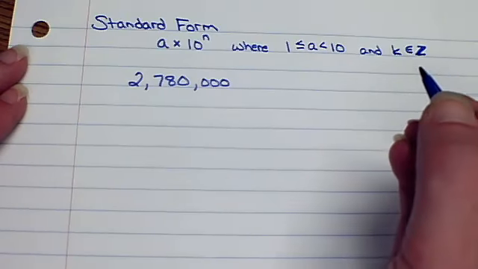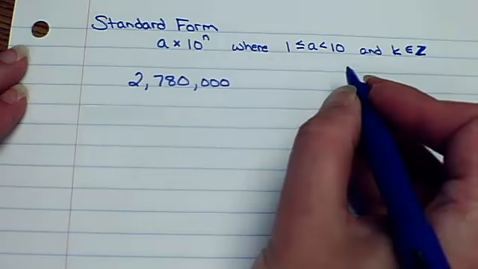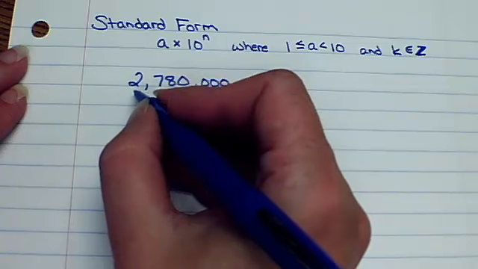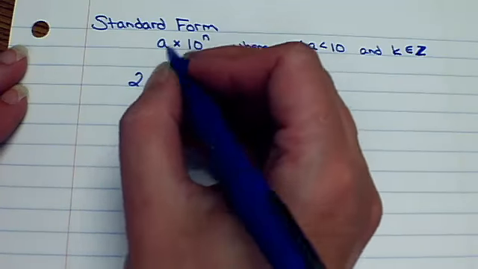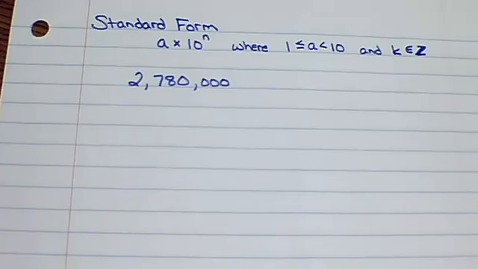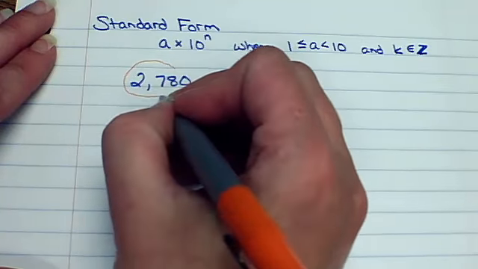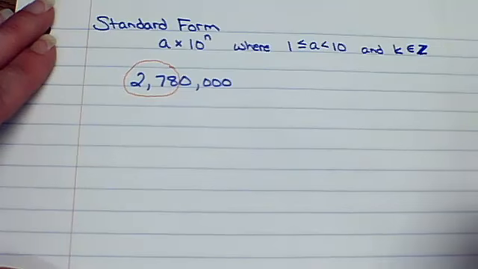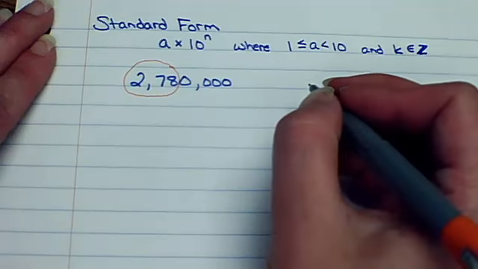Now, we want our first number to be between 1 and 10. So we start here, and actually this is a great way to do your significant digits. If we look, let me grab another color here. The first 3 significant digits are right here. So I'm going to go with 2.78.